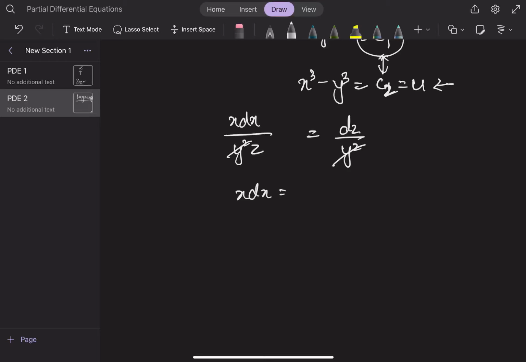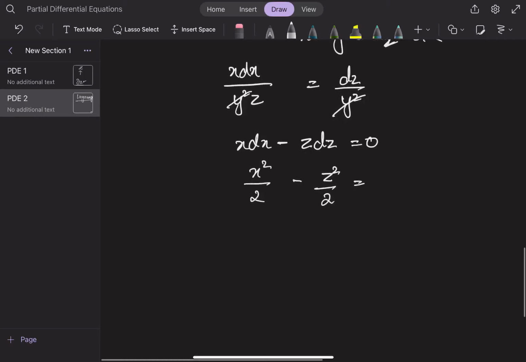x dx is equal to z dz, or let's write it x dx minus z dz is equal to 0. Now again let's integrate this. So x square divided by 2 minus z square divided by 2 is equal to, let's say, c3. So again let's take the 2 over there. x square minus z square is equal to 2c3, which you can write as a new constant c4. So x square minus z square is equal to v.